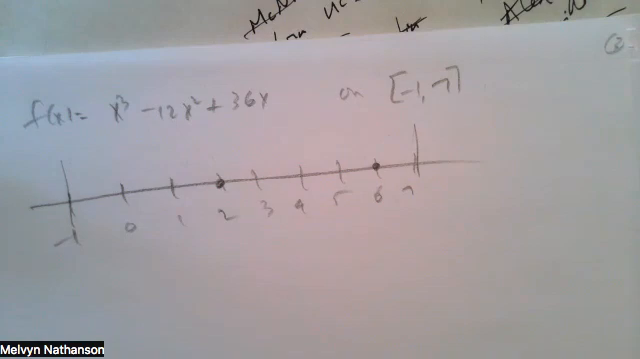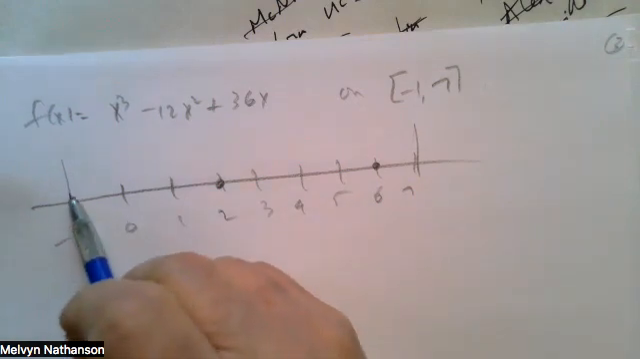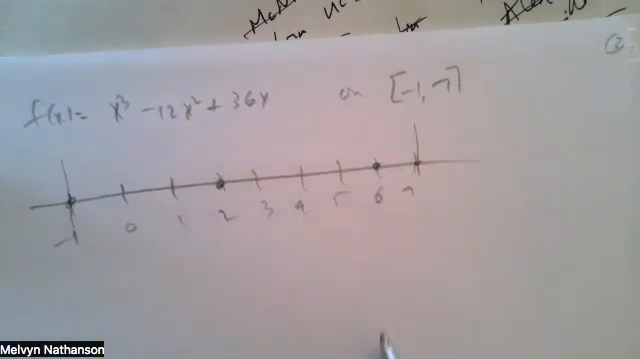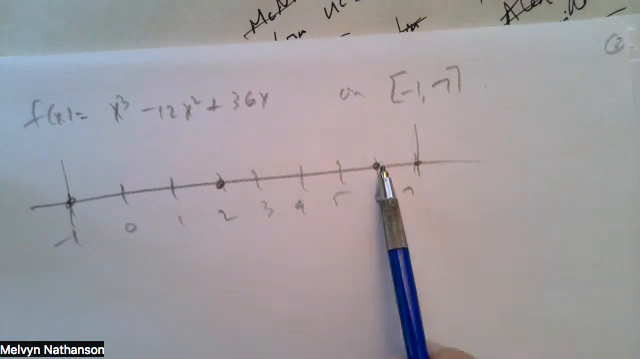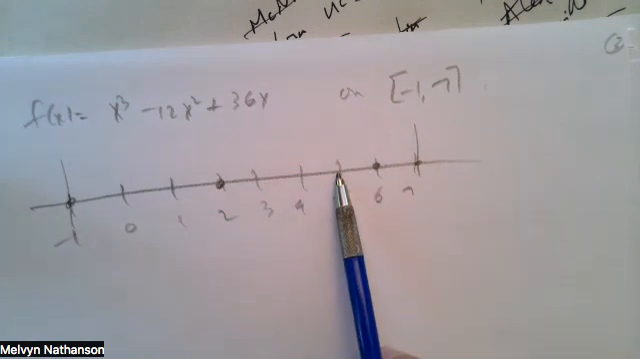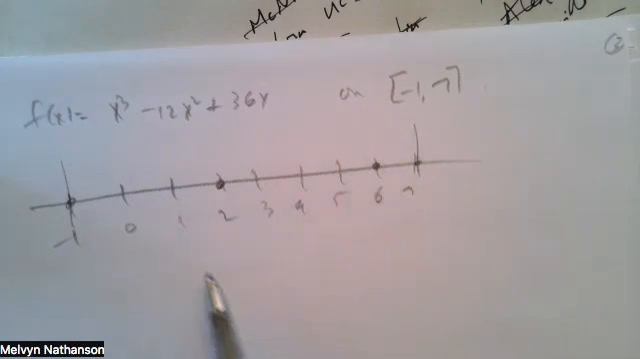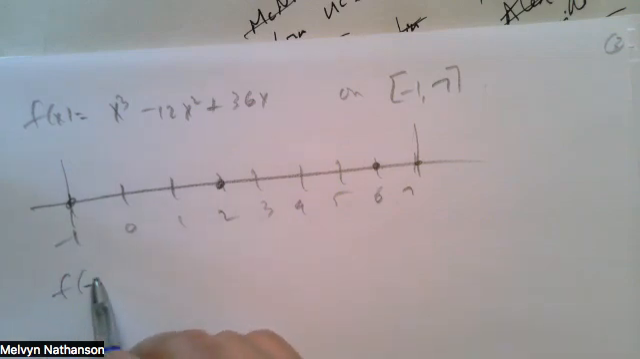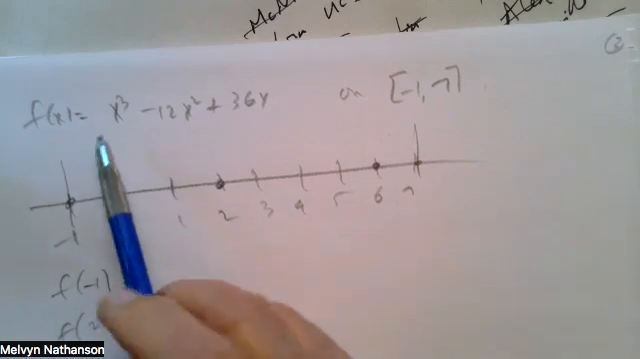And we also have to look at the values of the function at the endpoints, -1 and 7. And the absolute maximum and minimum will occur either at the relative extrema in the interior of the interval or at the endpoints. So we have to evaluate f of -1, f of 2, f of 6, and f of 7. So what is f of -1?